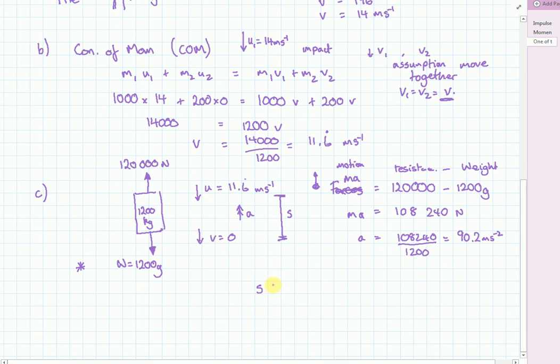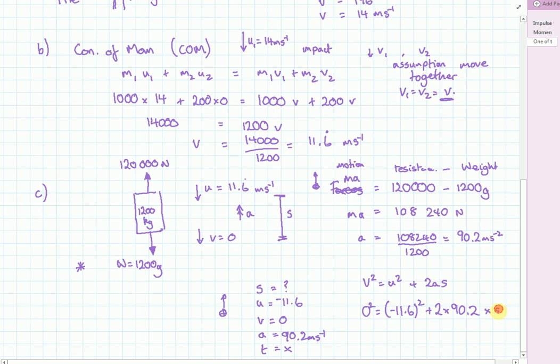So we now know what a is, we want to know s, so this is a SUVAT part of the question. s is what we want to know. u was 11.6 meters per second going downwards. v was 0 at the end. a is equal to, and again we're going to keep positive upwards, 90.2 meters per second squared. t we don't know. So we need to use the equation that doesn't use t, v squared equals u squared plus 2as. Put our values in: 0 squared equals minus 11.6 squared plus 2 times 90.2 times the distance it's actually travelled.